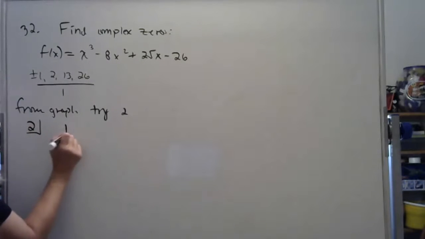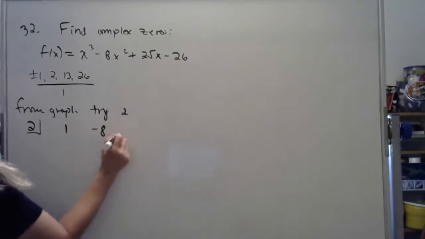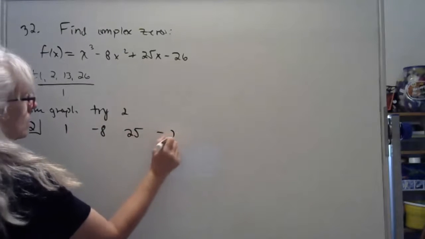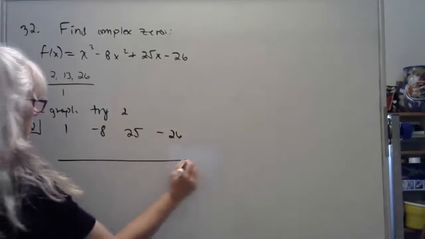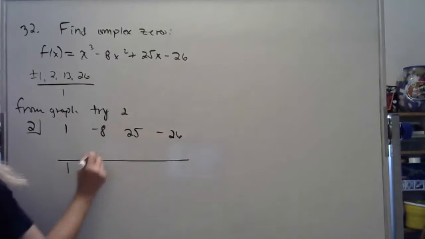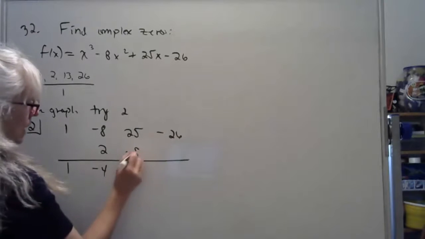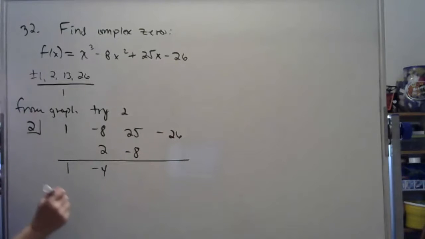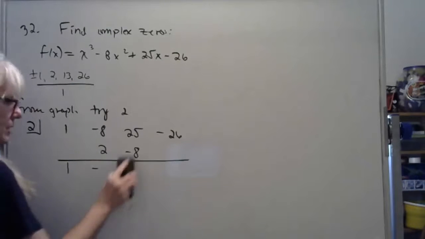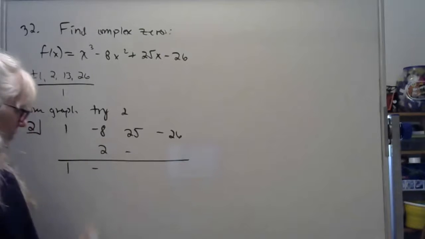So I've got my 2, my -1, -8, 25, and -26. We'll bring down the 1. 2 times 1 is 2. Adding is -4. 2 times -4 is -8. Adding is what? I get 17. Okay, where did I mess up? Oh, it's 6. Yeah, I just caught it. I can do that.